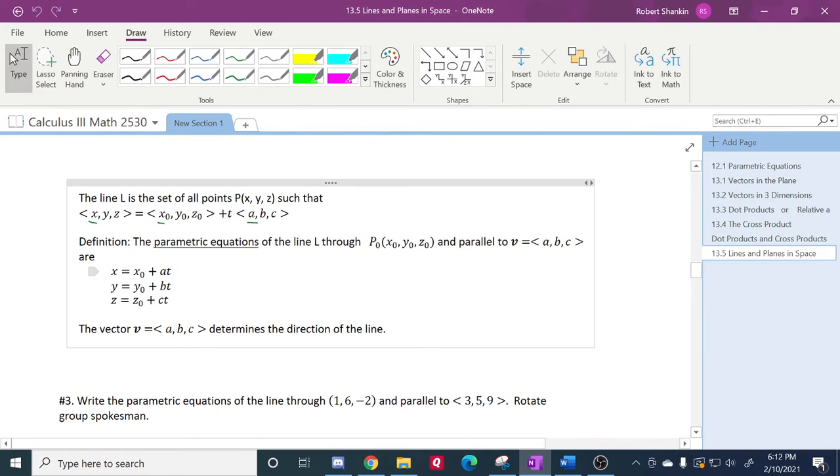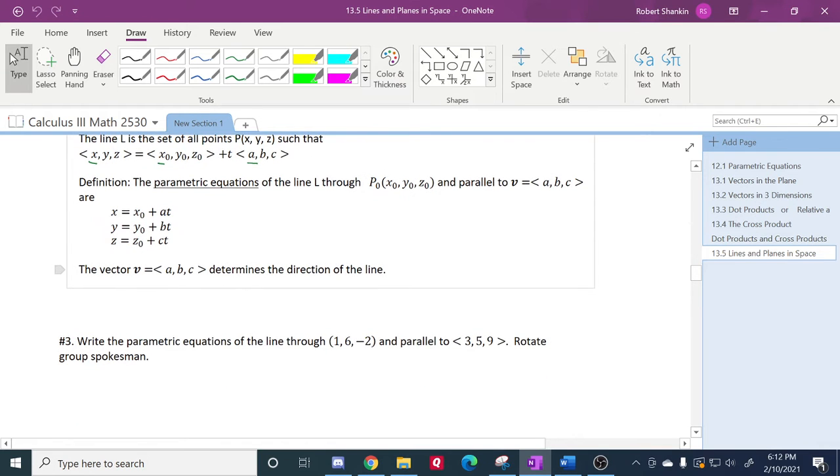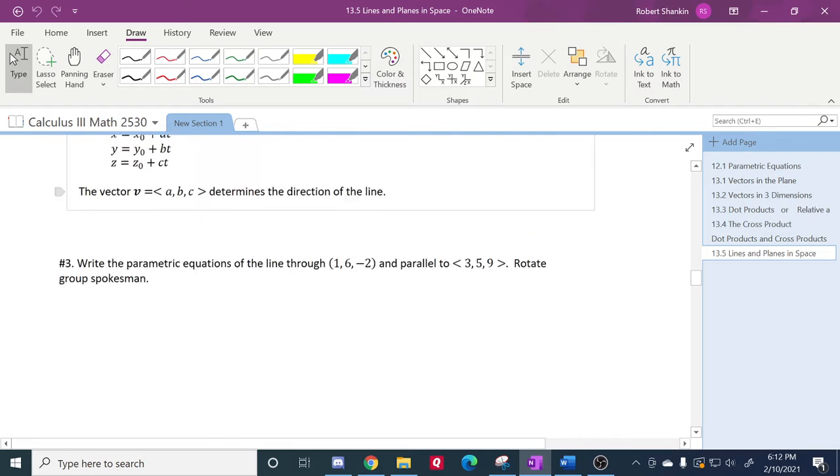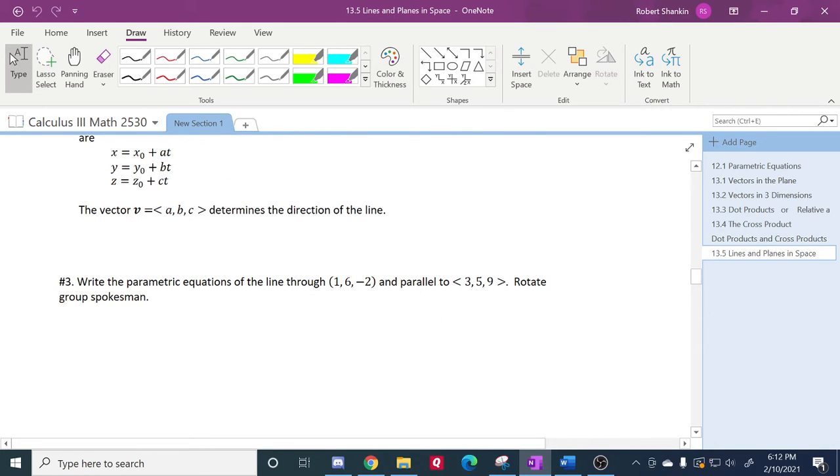All right. So the vector v determines the direction of the line. And so now I'm going to have you do a task. Write the parametric equation of the line through the point (1, 6, -2) and parallel to (3, 5, 9).